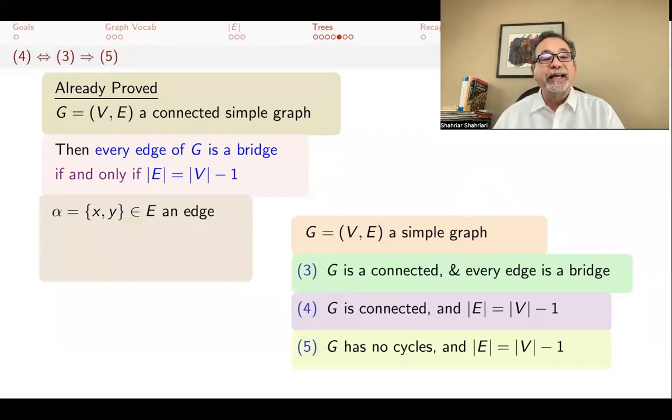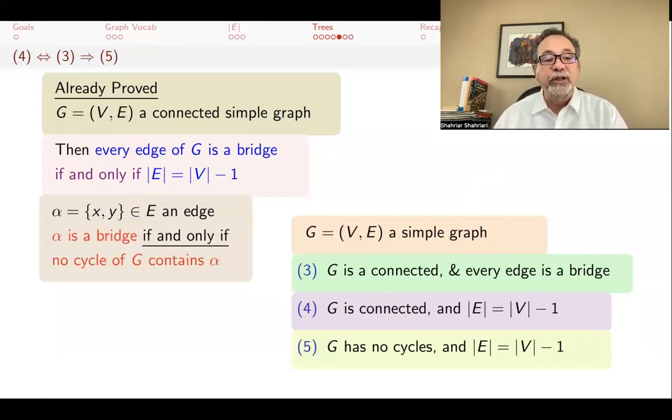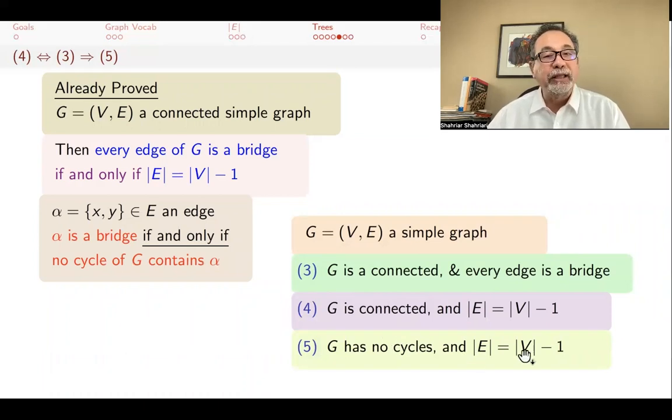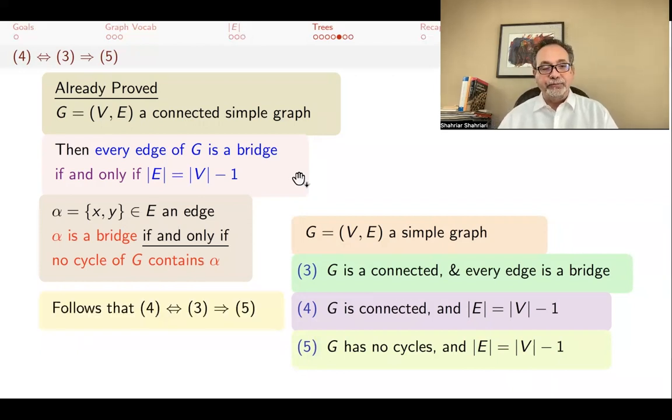We also proved that an edge is a bridge if and only if no cycle of G contains alpha. And that shows that 3 implies 5. Because if every edge is a bridge, that's what 3 tells me, then you're not going to have any cycles. Because if you had any cycles, then the edges on those cycles would not have been a bridge, and every edge is a bridge. And because every edge is a bridge, by that first fact, we know that the number of edges is 1 less than the number of vertices. So these two facts together tell us that 4 and 3 are equivalent, and 3 implies 5.